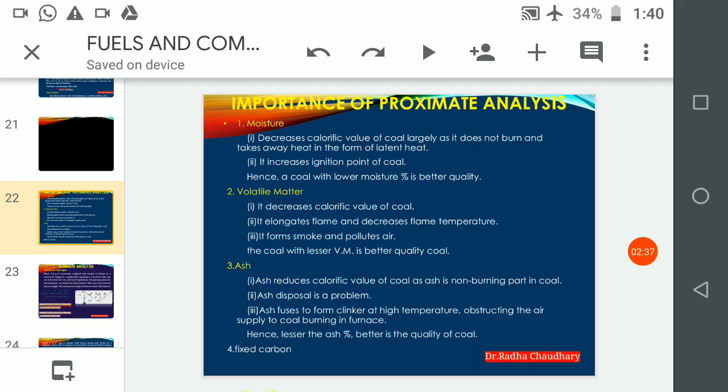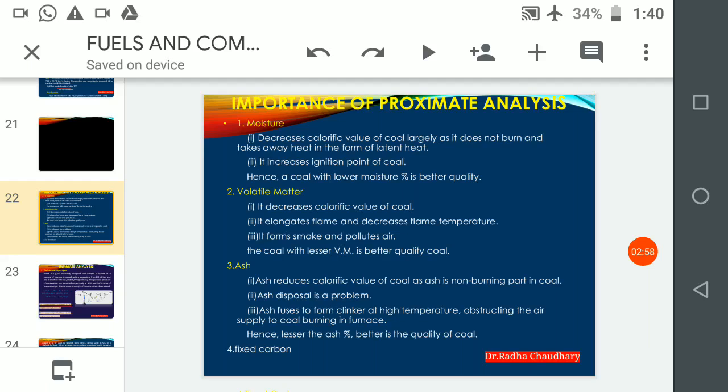Then what is the importance of volatile matter? It decreases the calorific value, same as the moisture content. A coal containing high volatile matter burns with a long flame, high smoke and has low calorific value. Hence, for a better rank of coal, the volatile matter should be less.